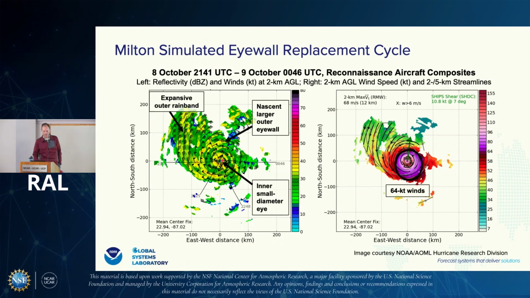So here we have a very small diameter inner eye here, very fine, 5 to 10 nautical miles in diameter. And then this nascent larger outer eye wall here of about 50 nautical miles diameter, give or take. With a very compact wind field, the purples here are 64 knots and greater, so hurricane force, confined to within about 50 kilometers north, south, east, and west of the center at this time.